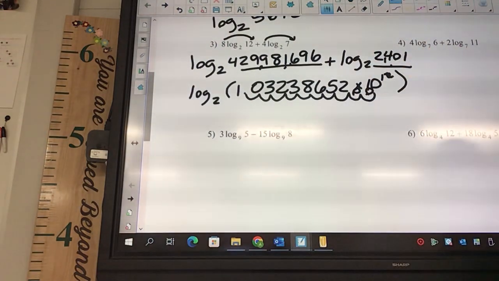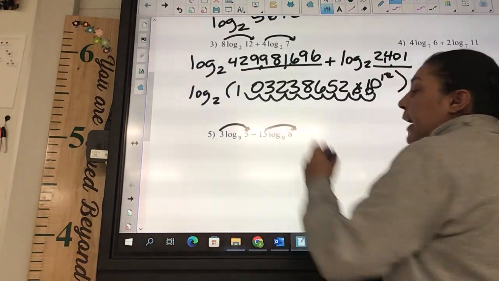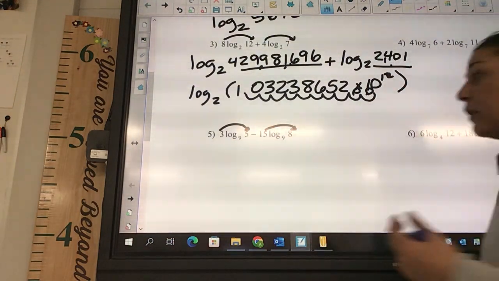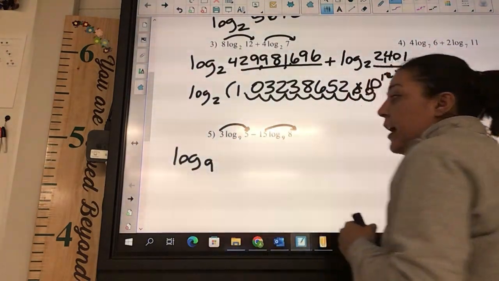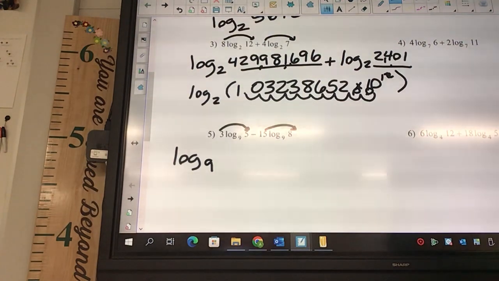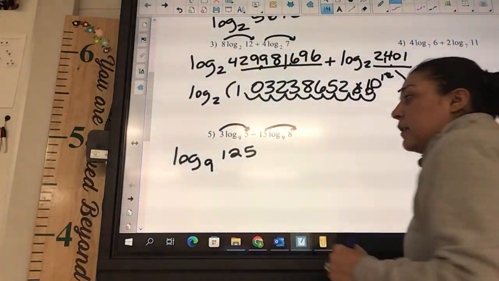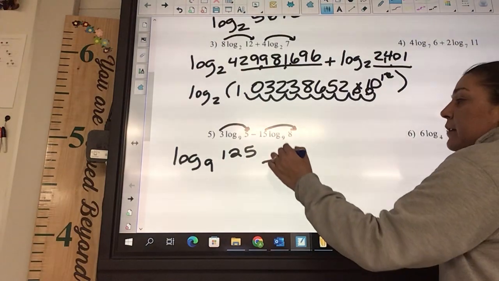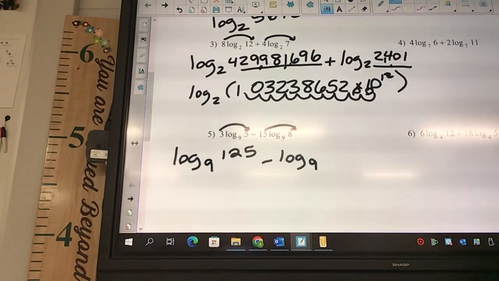Look at number 5. What's going to be our first step? Put it to the back. Put them to the back. Okay, and again, 8 to the 15th power is going to be a very large number. So I'm getting log 9 of what is 5 to the 3rd power? 125. I think you did 3 to the 5. Yeah, that's what I did. Okay, minus log 9 of 8 to the 15th power.